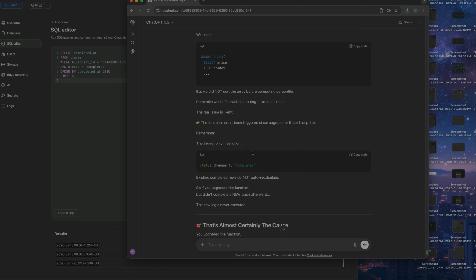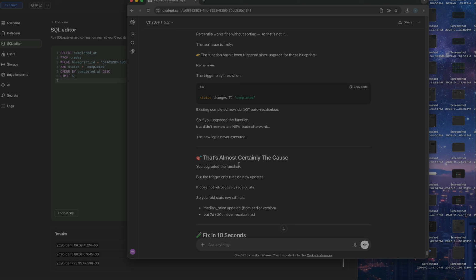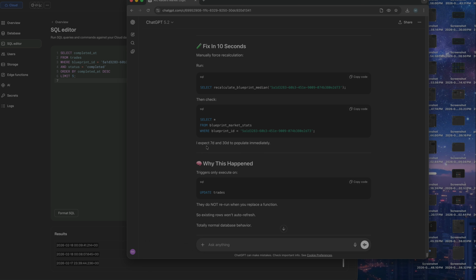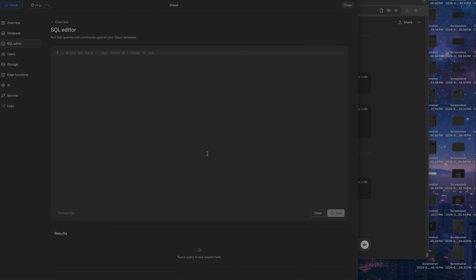Okay, we did not sort the array before computing precise, but it works fine without sorting, so that's not it. The real issue is likely the function hasn't been triggered since the upgrade for those blueprints. Remember, the trigger only fires when status is completed, existing completed. Okay, okay.